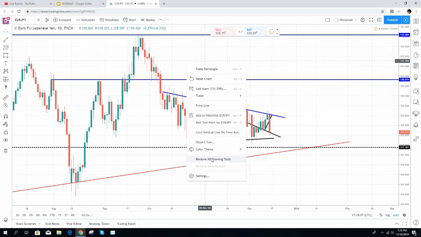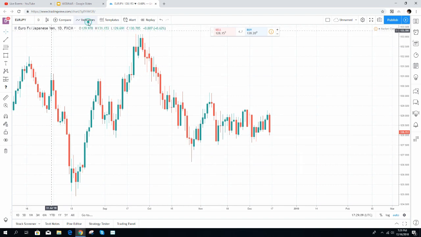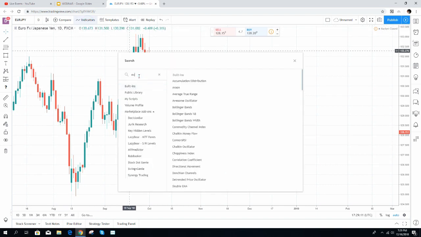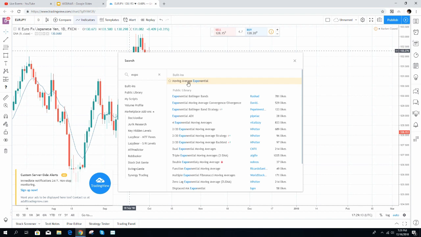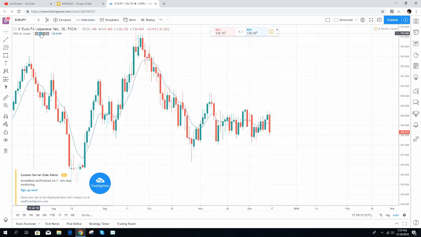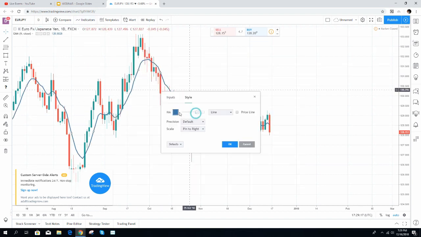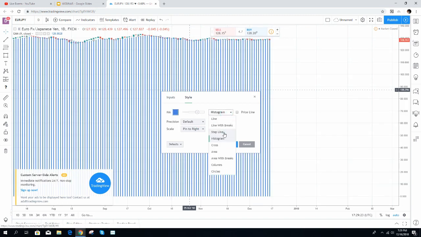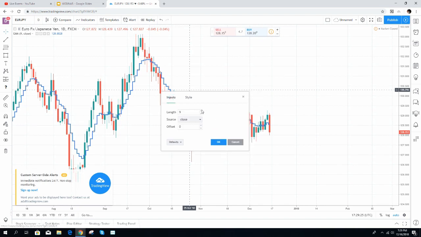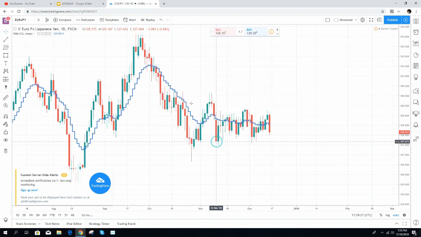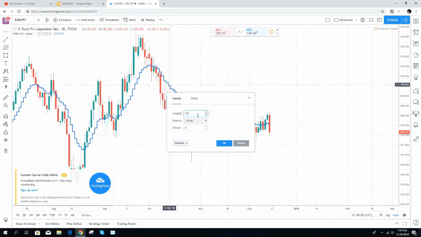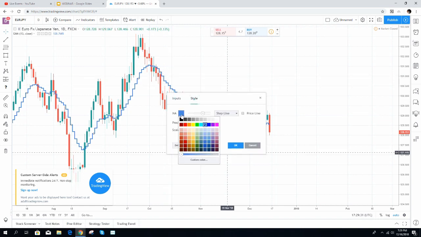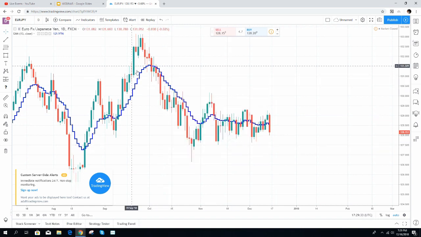So first things first, we're going to remove all drawings. I'm going to add my indicator in here, and that's the Expo. There it is. Settings. I'm going to make it thicker. Blue. Not histogram. Step lines. Inputs 13. Close. That's all I want to do, and I'm going to make it dark blue because I just like it. Boom. There we go.